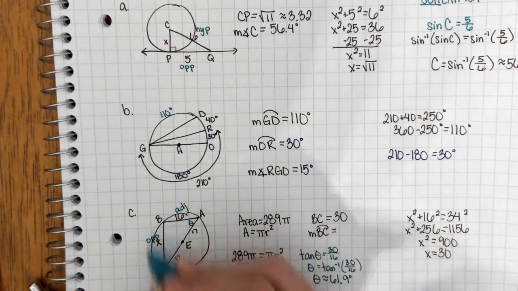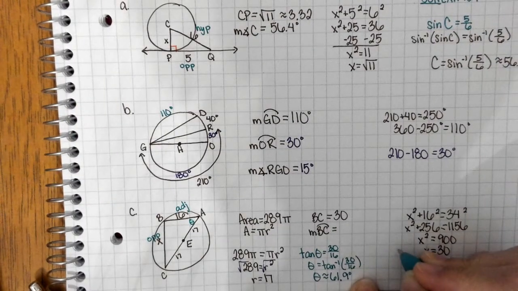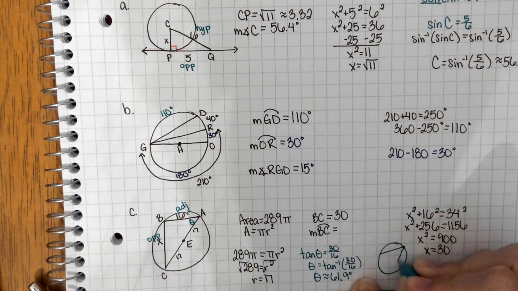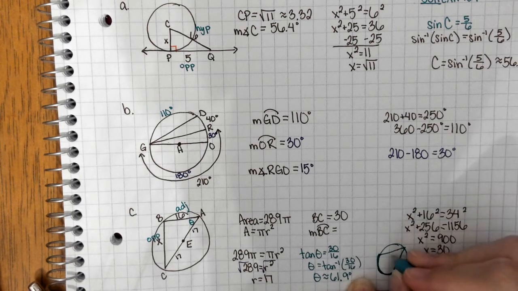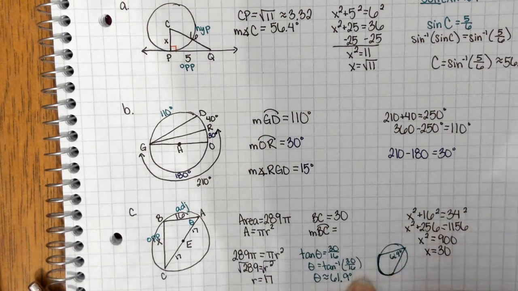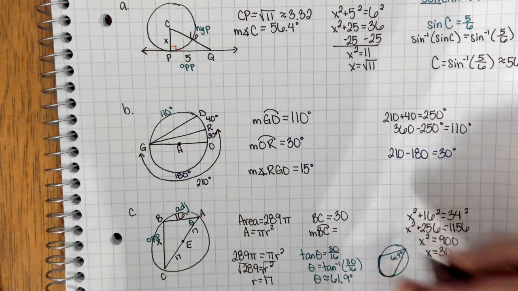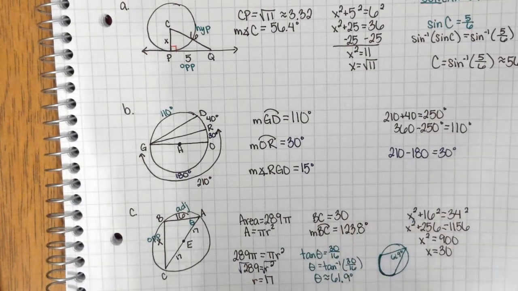And remember, I was saying we want to find arc BC, so if you think about kind of this picture, I'm running out of space here. We're looking for this arc BC here, and this angle is 61.9 degrees. So to get this arc, we just double 61.9, which is going to give us 123.8 degrees, approximately.